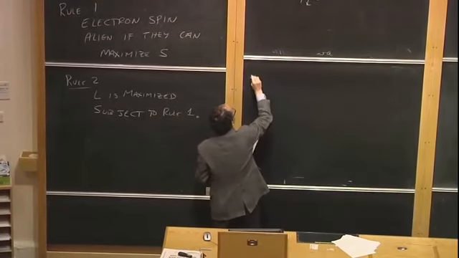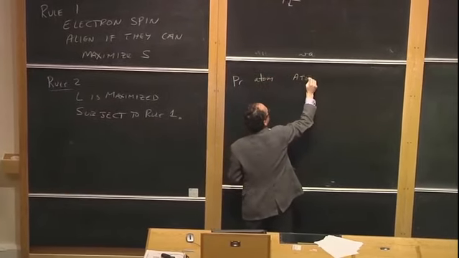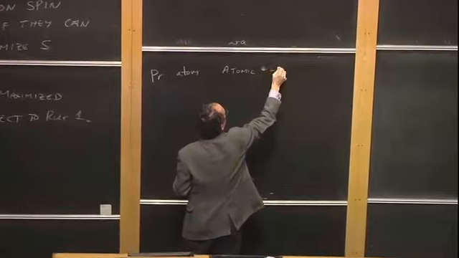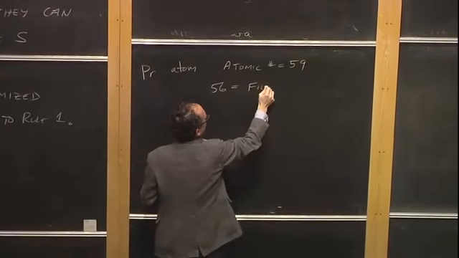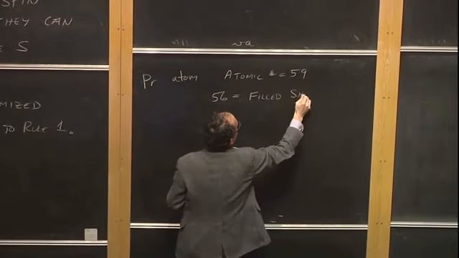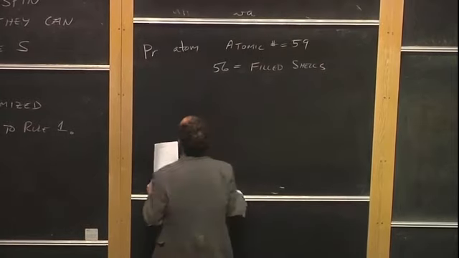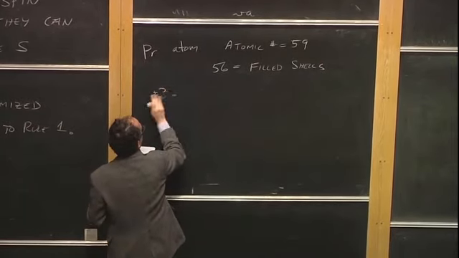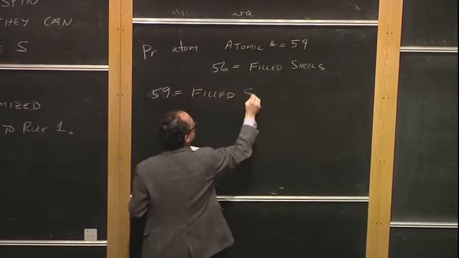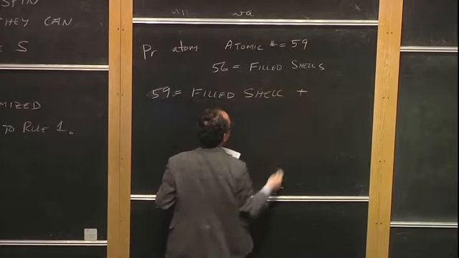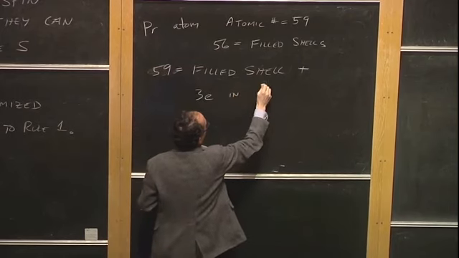So let's consider a praseodymium atom. The atomic number is 59, which equals filled shells, I think filled shells up to 6s, actually. So that means we have filled shells plus 3 electrons in the 4f shell, just the f shell.